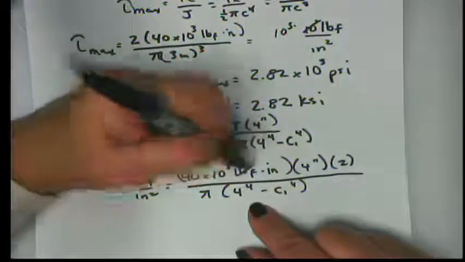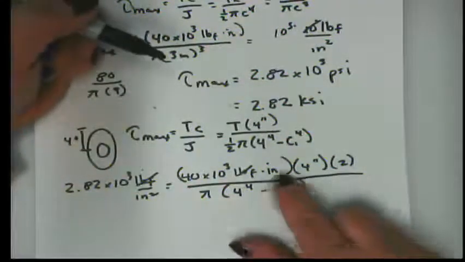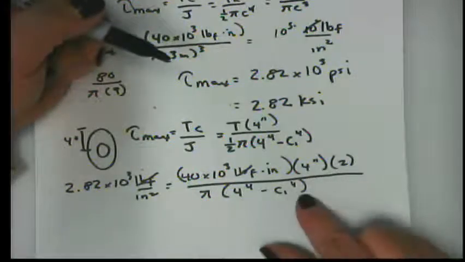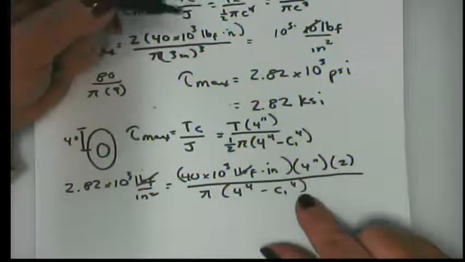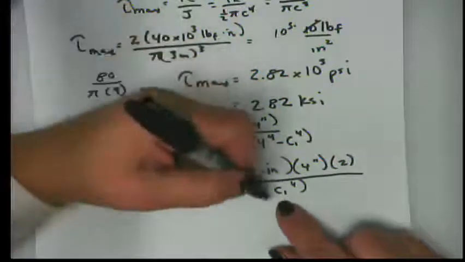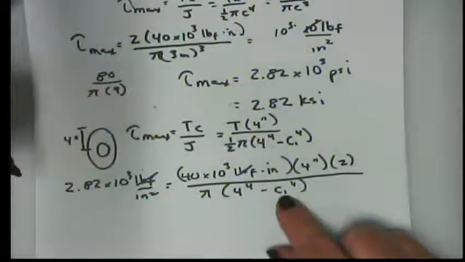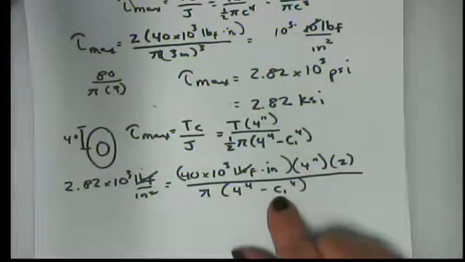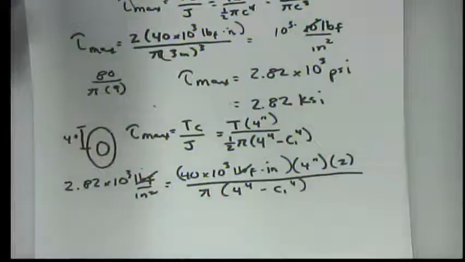So these will cancel out. I have inches squared in the top, inches to the 4th in the bottom. And so what that means is that if I solve for C1, C1 to the 4th is inches to the 4th, just like this. So if I solve for C1, it's going to be in inches.